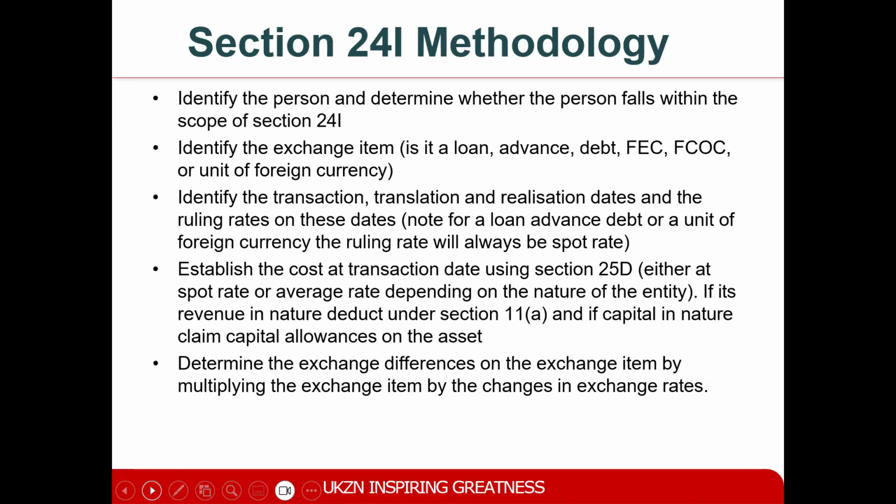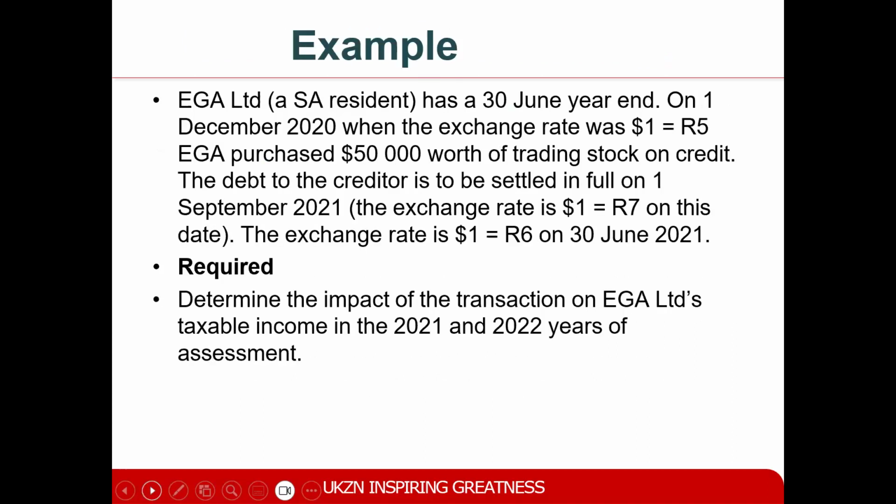You need to determine the exchange differences on the currency by multiplying the exchange item by the changes in exchange rates. Remember, I'm giving you an example of $5,000. I'm saying it's 15 rands today, but at translation date, which is year end, it is 16 rand. On payment date it is 19 rands. There are differences here, and now we've got to identify the differences. We just say 16 rand minus 15 rand multiplied by $5,000. We get to know the difference. There we go. We've got an example to deal with.